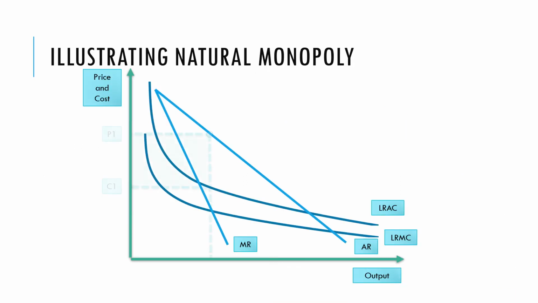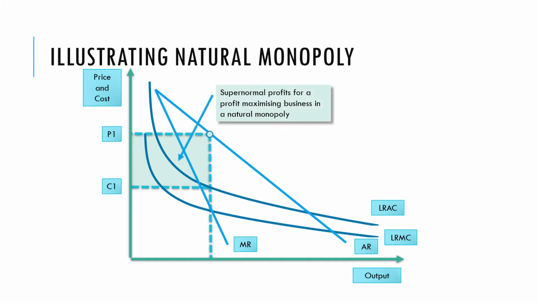So if we were to illustrate a natural monopoly, if it was profit maximizing, we might find here a price of P1, cost of C1, and supernormal profits existing. But often, as we said, the government can provide the service or regulate a company and the prices they can charge, and really the reason being is because we want to exploit these economies of scale. So actually we want to have a much larger level of output and benefit fully from that lower cost.